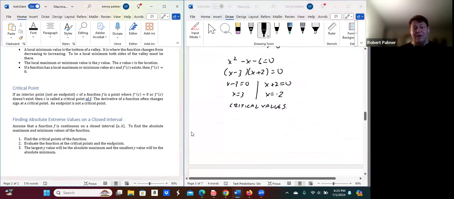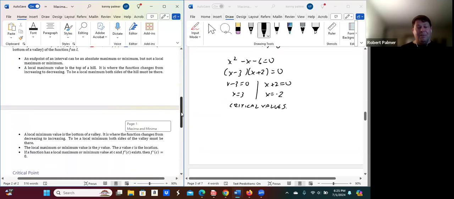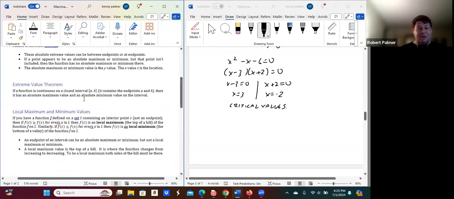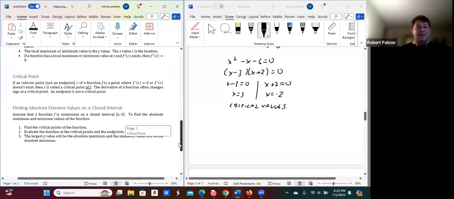So the next thing we want to do is take everything we learned today, put it all together, and find absolute extreme values, absolute maximum or minimum values of a function. Let's assume a function f is continuous on a closed interval a to b. Remember, the brackets mean it's closed, it contains the endpoints. Then we're guaranteed from our extreme value theorem to have an absolute maximum and minimum value on that. We're guaranteed to have those. The question is, where are they? So here's how we're going to do that.